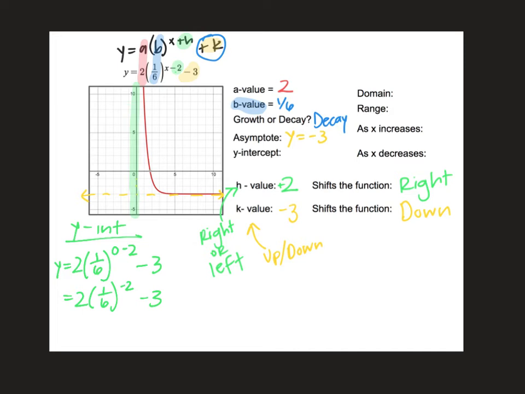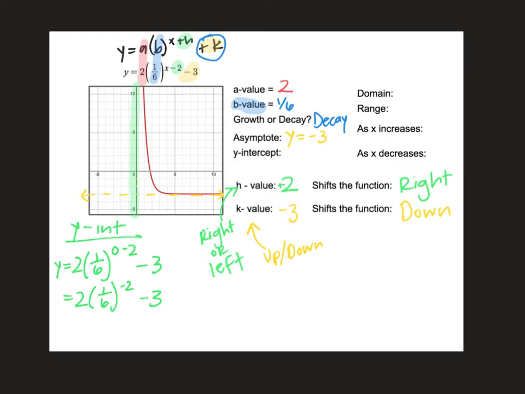I'm going to do this step by step because I want to make sure that I get the right answer. So we're going to do 1/6 to the power of -2, and I'm going to type that into my calculator. Please make sure that you include the parentheses around your 1/6 just so you don't have any issues in terms of getting the right answer. So I'm going to do 1/6 in parentheses and then raised to the power of -2.